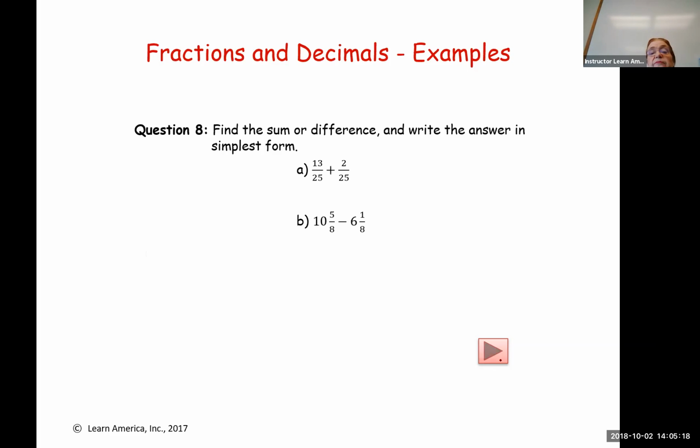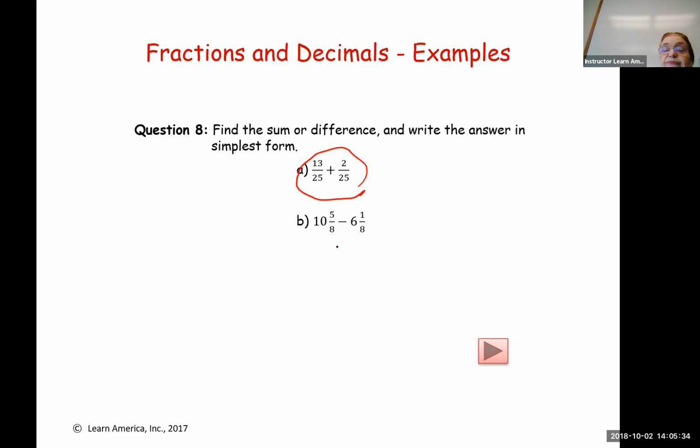Look at the next problem. To find the sum or the difference and write the answer in simplest form. Well, in the first problem, we see that the denominators are the same. So nothing could be simpler. When the denominators are the same, just keep the common denominator and add the numerators.